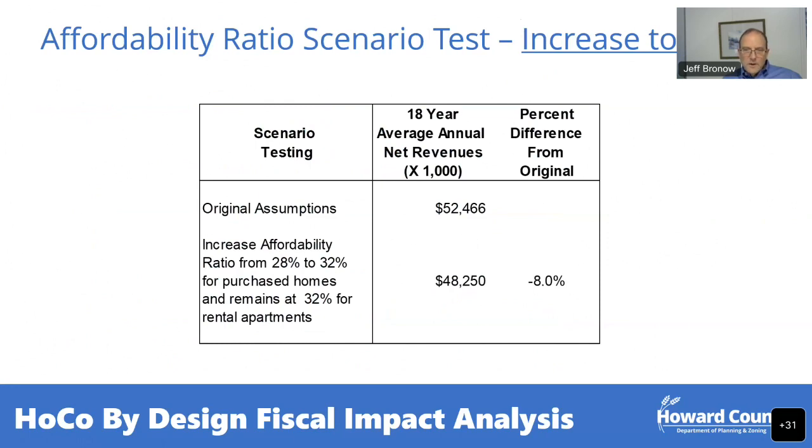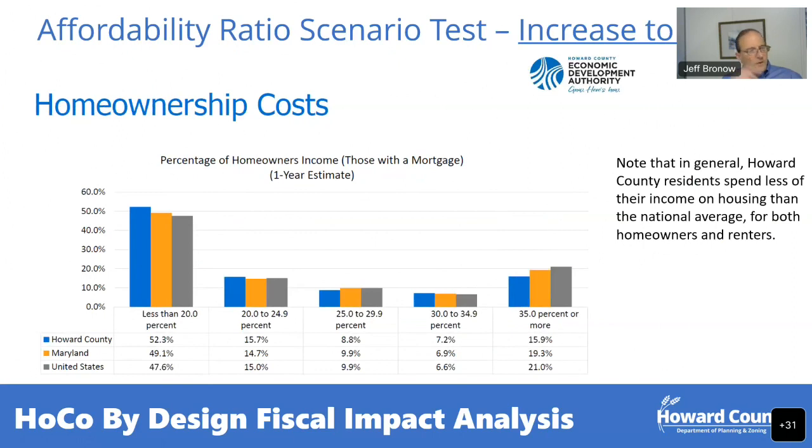We see that impact. Want to keep in mind, we learned this last time from the presentation from EDA. They had this chart here, and it's interesting to note that Howard County residents actually spend less of their income on housing than the national average. For example, this is homeownership costs. 15.9% of Howard County residents spend 35% or more compared to 21% average.